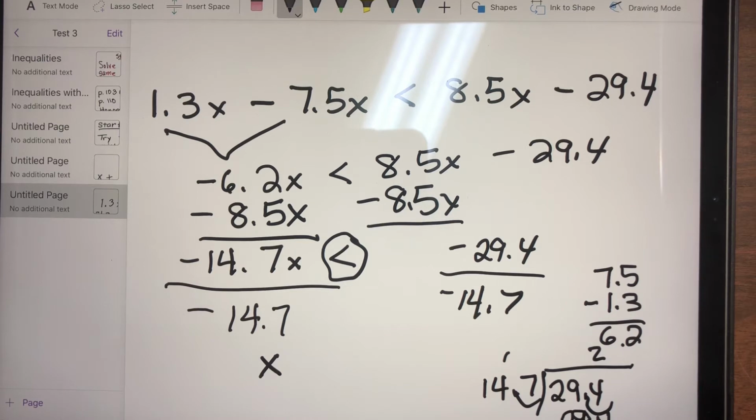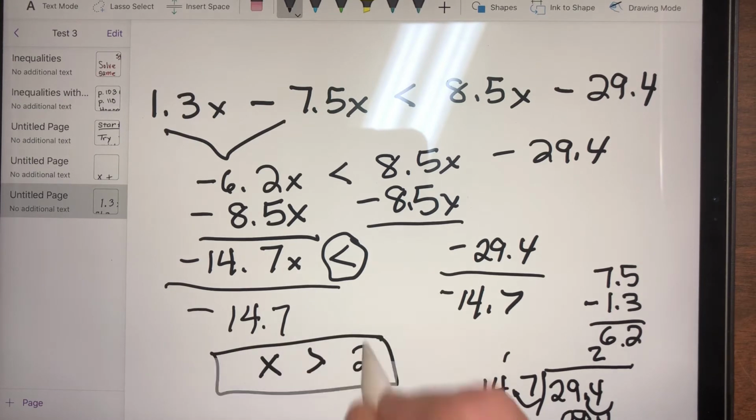They're both negative. Alright, well maybe, let me make that a little bit clearer. It goes in there twice. So let me see your answer, Hillary. It's not going to be equal to 2. We're going to flip this sign to greater than 2. Okay?